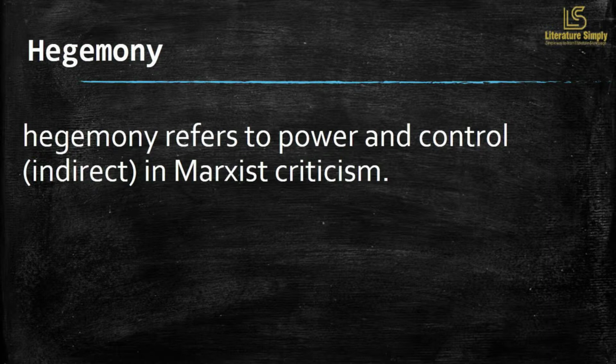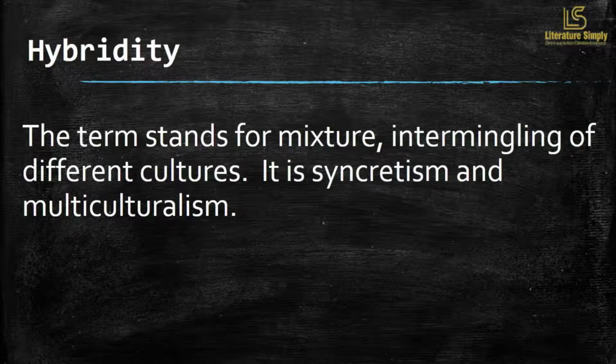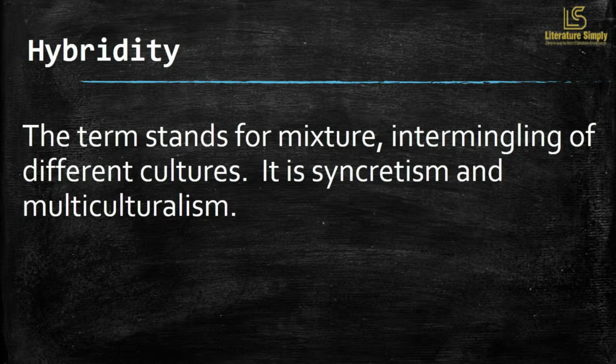Then next term here we have hegemony. Hegemony refers to power and control indirect in Marxist criticism. This term is derived from Marxist criticism and refers to the power structure in the society. Hybridity, the term stands for mixture, intermingling of different cultures. It is syncretism and multiculturalism. So hybridity is nothing but syncretism and multiculturalism, the amalgamation of different cultures, mixture or intermingling.